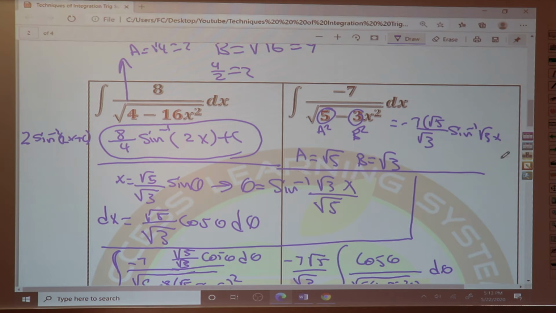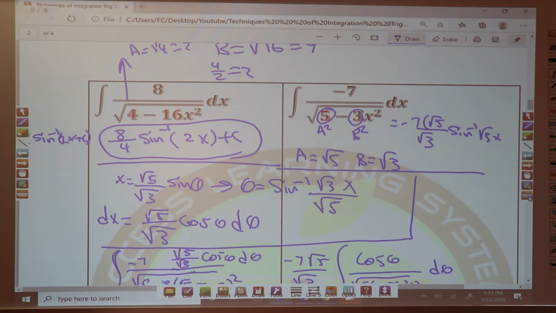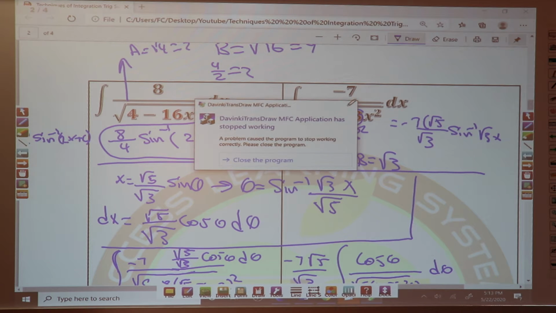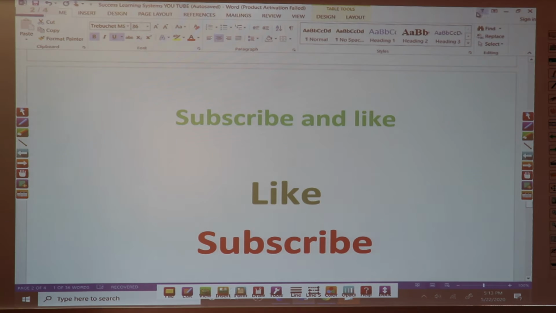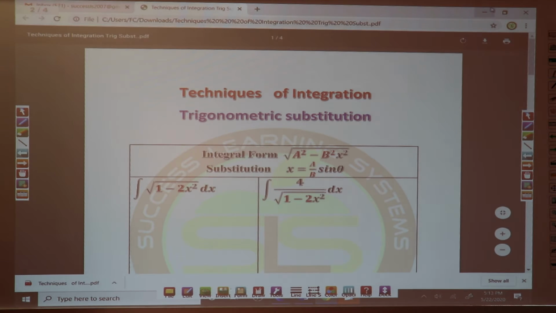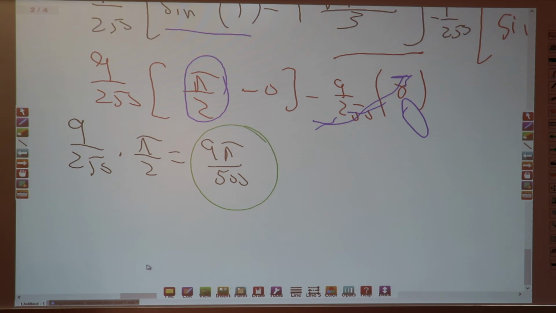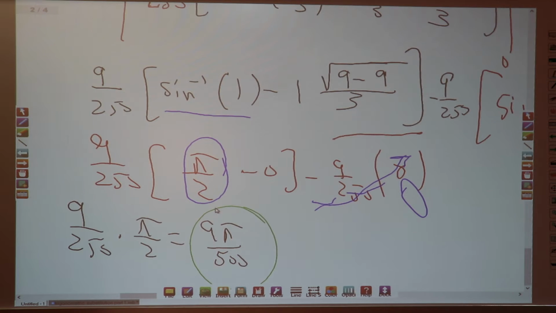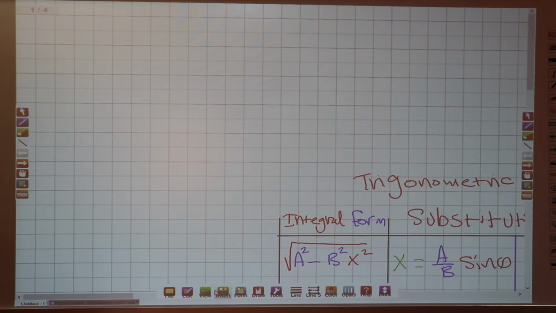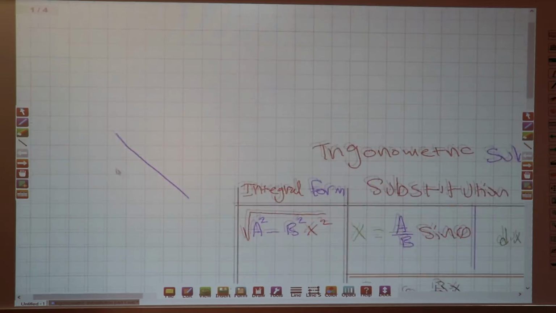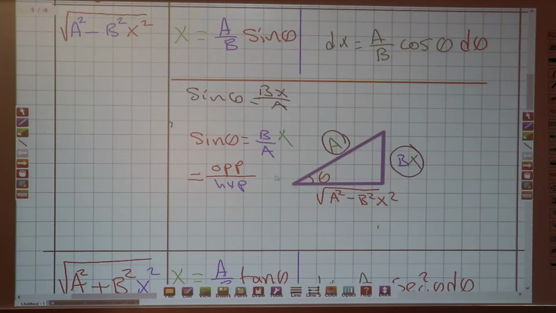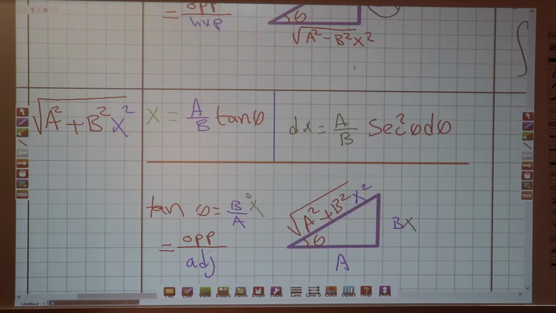Now let us skip this and go back to our board and see a new trig substitution. Now we're done with this. Let us go to the second one.